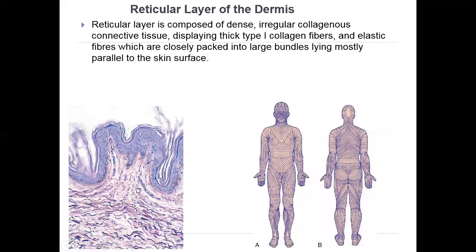Now in the reticular layer, there is a lot of connective tissue which consists of collagen fibers type 1 and closely packed elastic fibers. This connective tissue forms certain lines on the body surface that cannot be seen, but there are some lines. These are called Langer's lines.